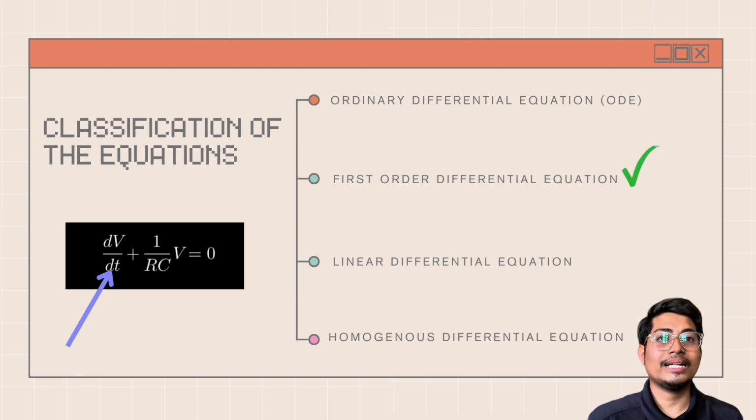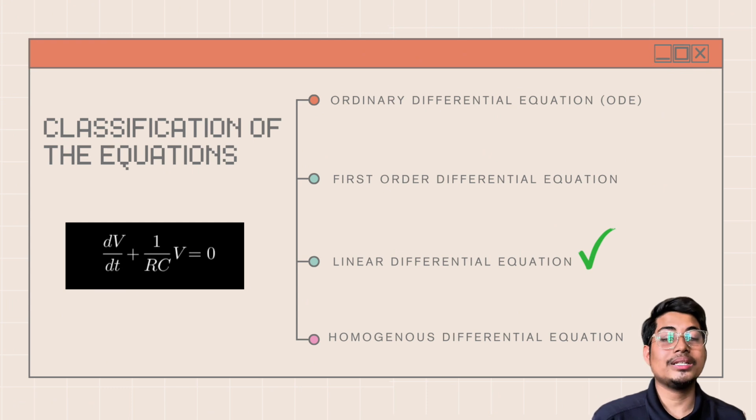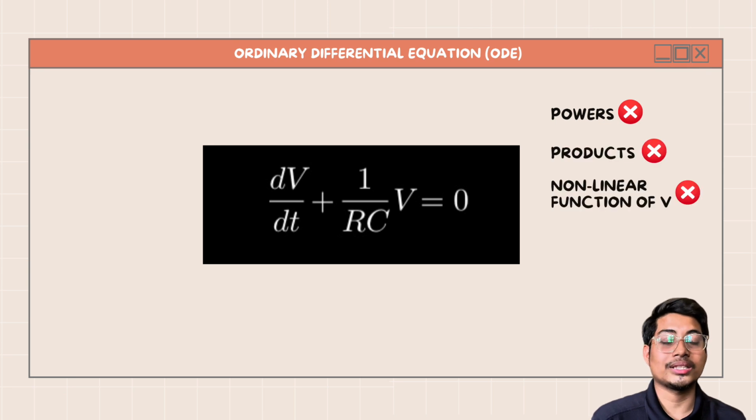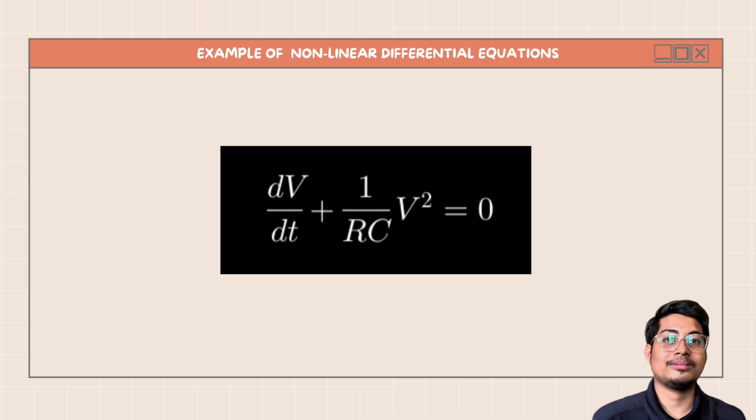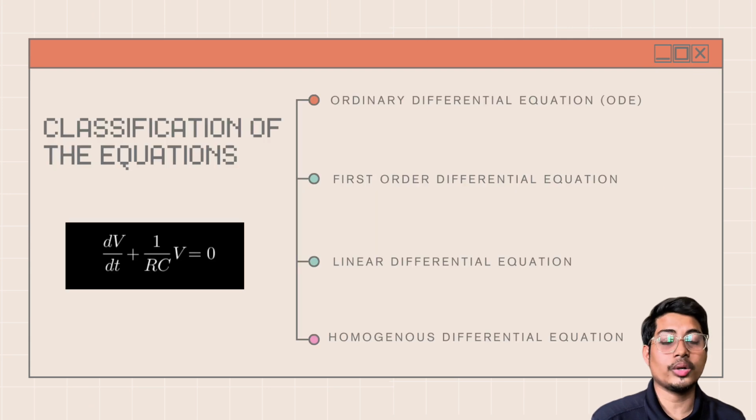Next, we can see that this equation is linear because both v and its derivative appear in a linear form. There are no powers, products, or non-linear functions of v. If the functions were non-linear, it might look like this. Here, the presence of v squared makes it non-linear because it introduces a non-linearity in the relationship between v and its derivative. Since our given equation does not contain such non-linear terms, it is classified as a linear differential equation.